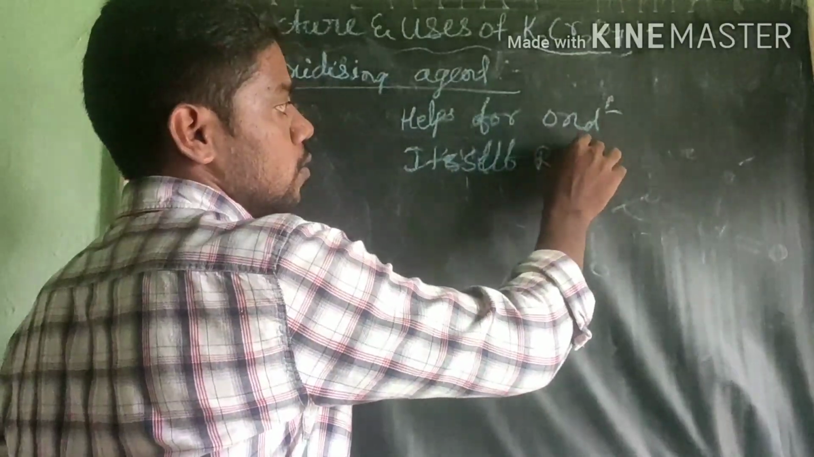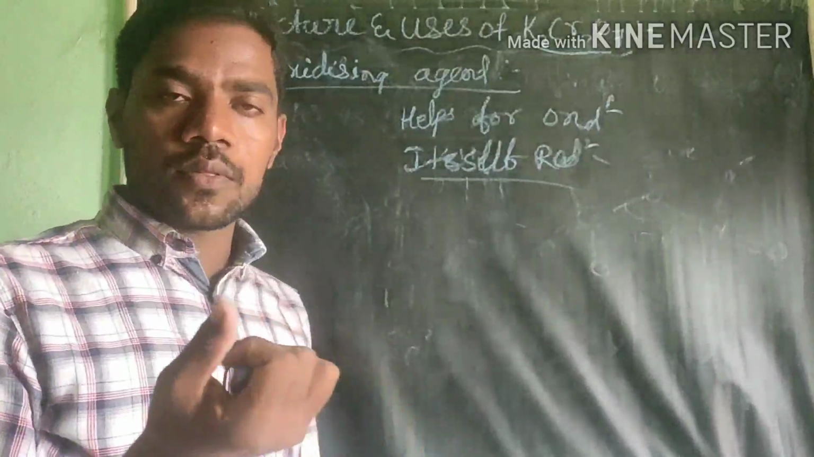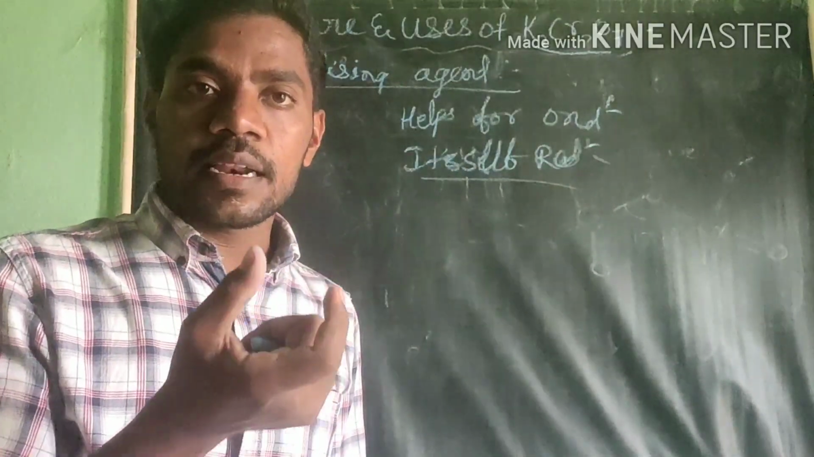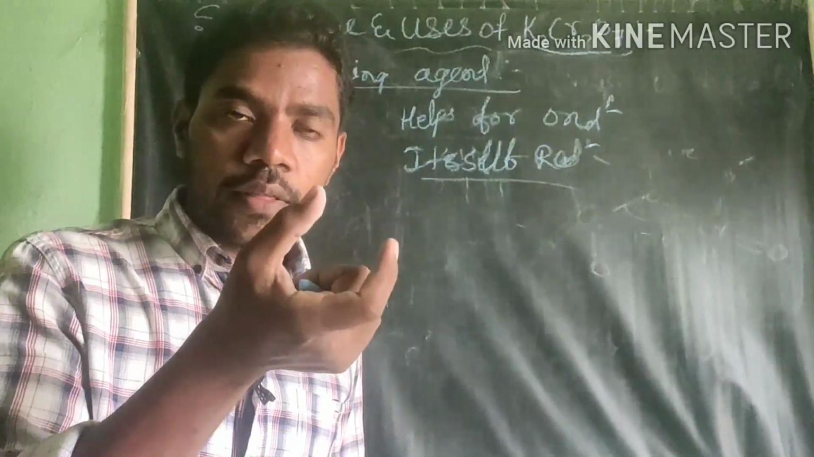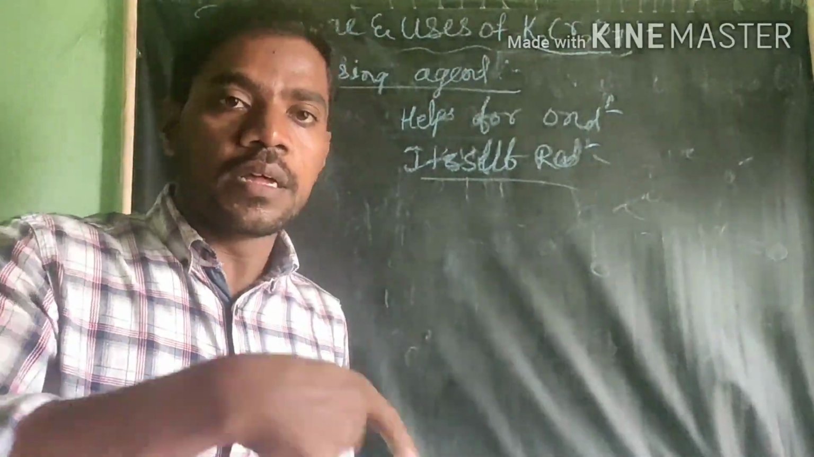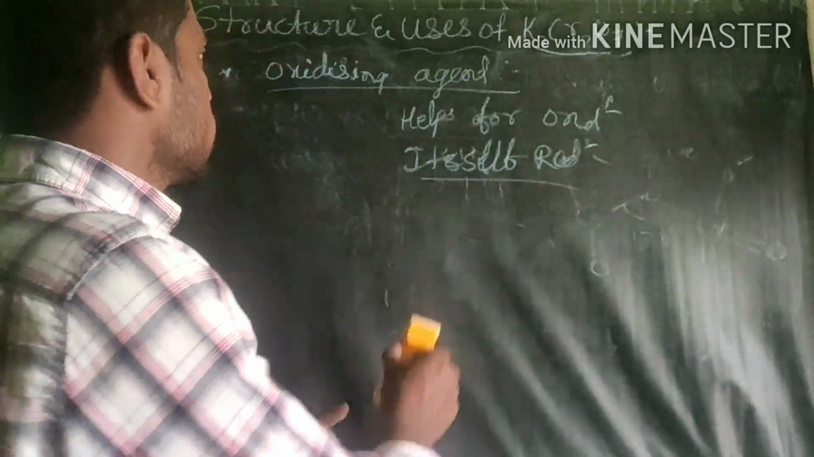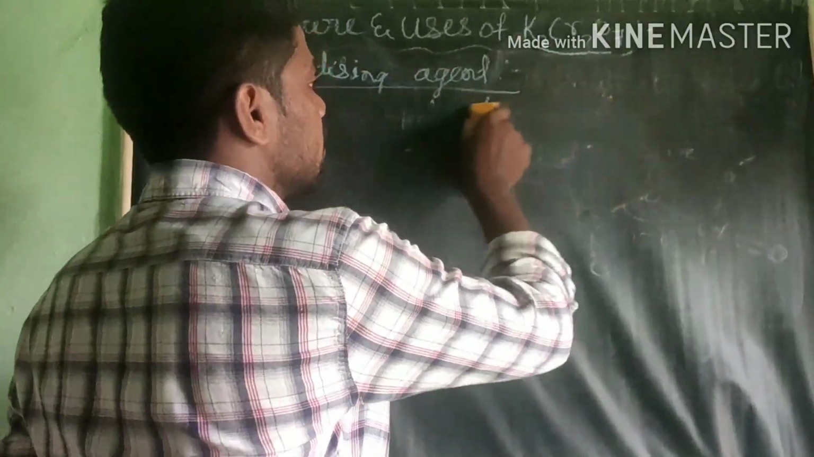Itself undergo a reduction. You see here, K2Cr2O7 is called an oxidizing agent because it oxidizes any compound and itself undergoes reduction. Therefore, this K2Cr2O7 is one of the good oxidizing agents.